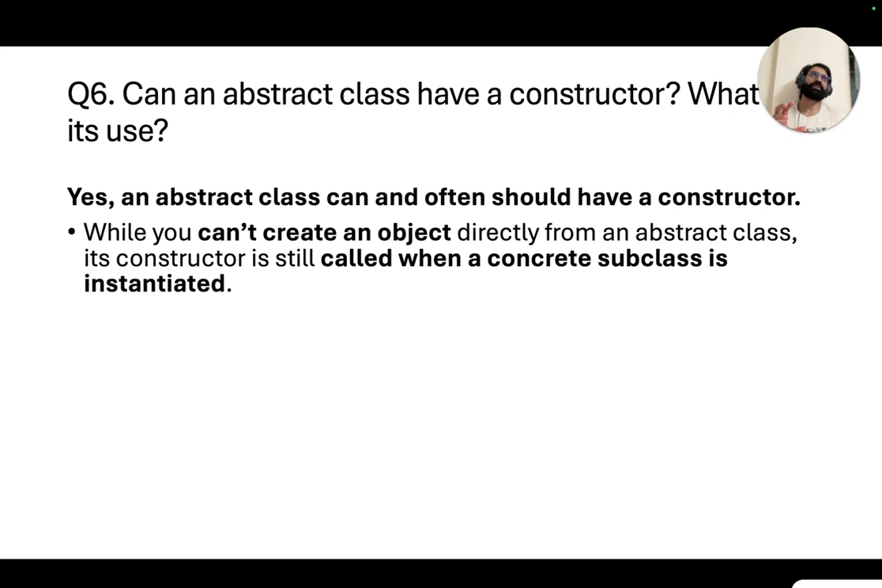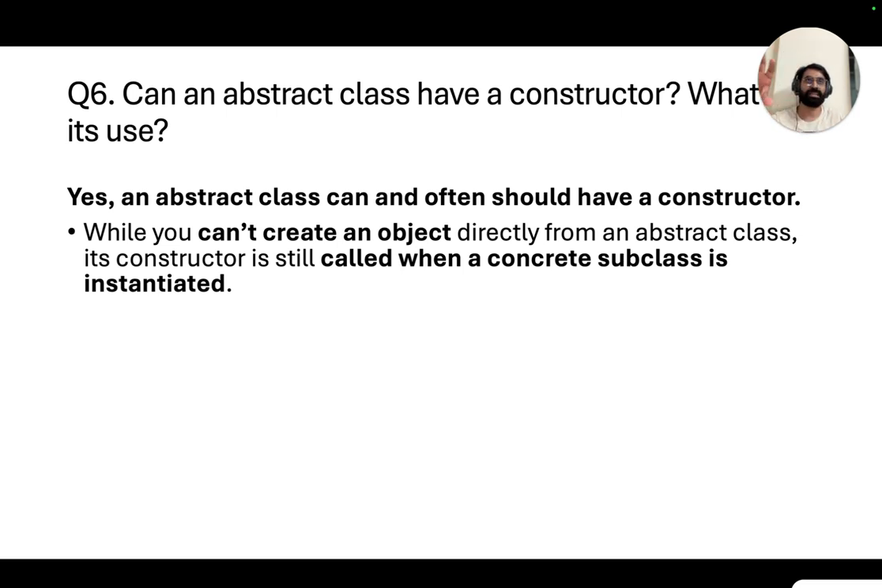If we have a constructor in an abstract class and we cannot create an object of an abstract class, then when will that constructor be called? We know that when we create an object of any class, the constructor of that particular class is called. But in the abstract class scenario, we cannot create the object, yet it still has a constructor. So when does it get called? Actually it is called when the concrete subclass is instantiated.